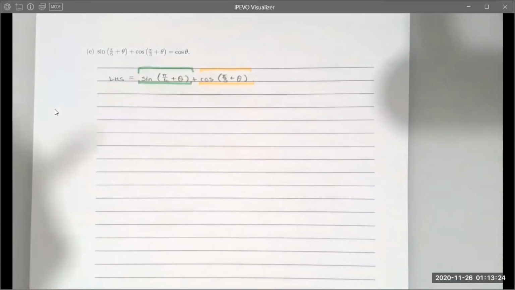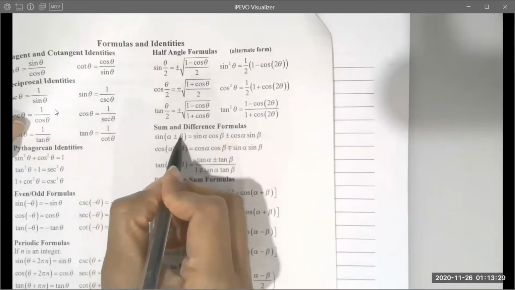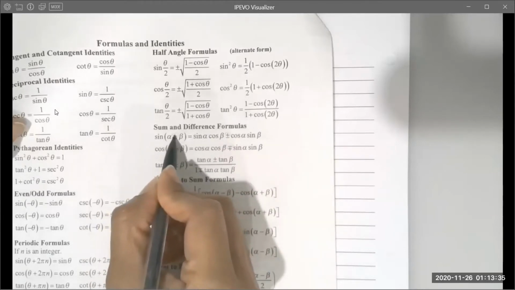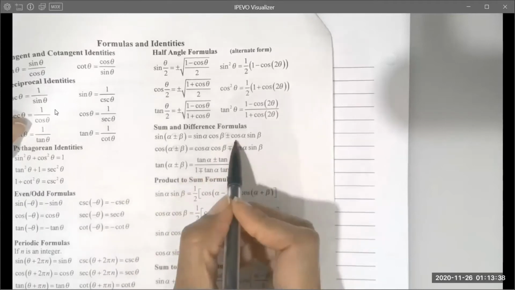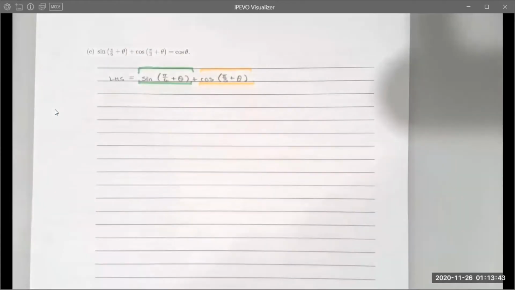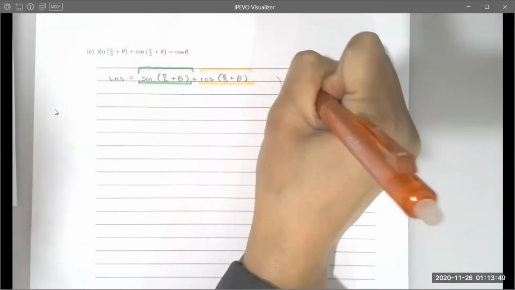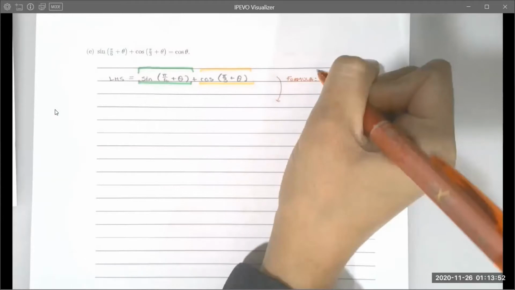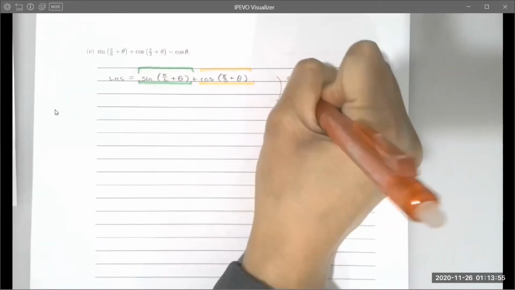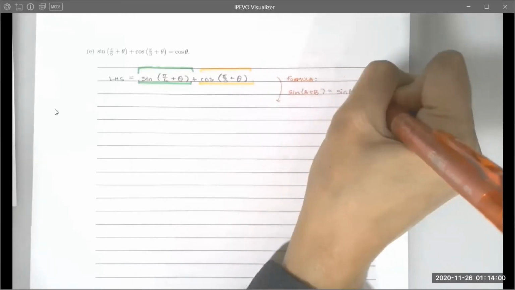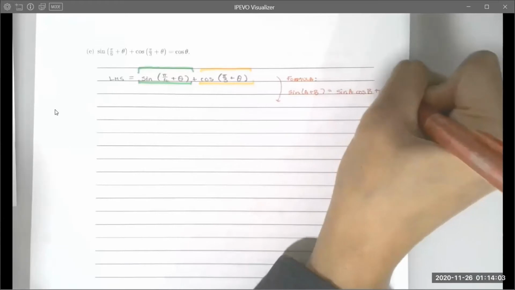If we look at our formula sheet, we have that sine of A plus B will be sine A cosine B plus, because we use the top symbol on the left-hand side, so we use the top symbol on the right-hand side, plus cosine A sine B. So I'm going to write down the formula: sine of A plus B is equal to sine A cosine B plus cosine A sine B.